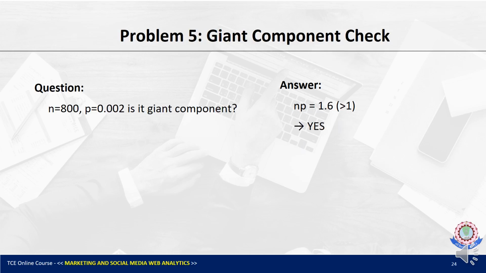The next problem is about giant component check. To check if the giant component exists, we use the rule: a giant component forms when NP is greater than 1. Now calculate NP equal to 800 into 0.002, which is equal to 1.6. Since 1.6 is greater than 1, yes, the graph contains a giant component. This tells us even a small probability can link most nodes together.